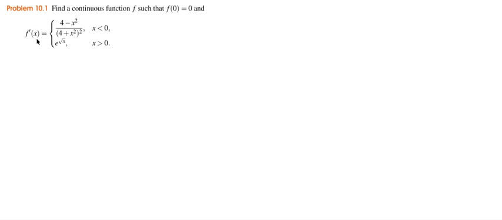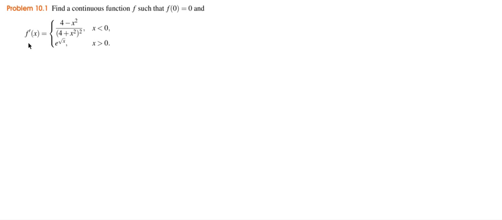So that its derivative is (4 minus x squared) over (4 plus x squared) when x is negative, and e to the square root of x when x is positive. Okay, so this is a very basic application of the things that we saw in last unit, right?